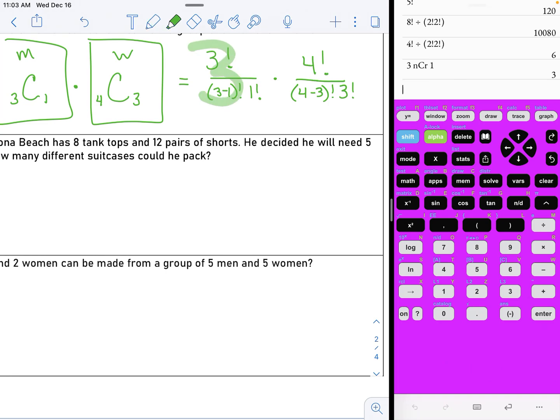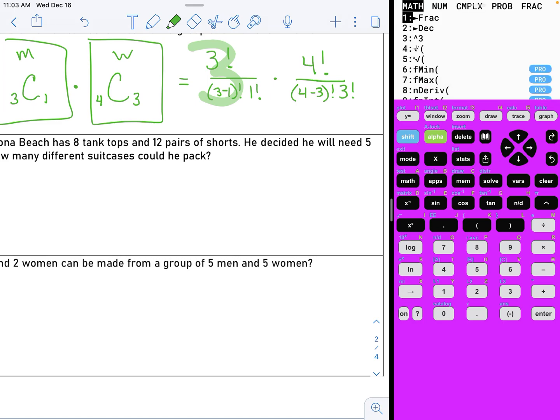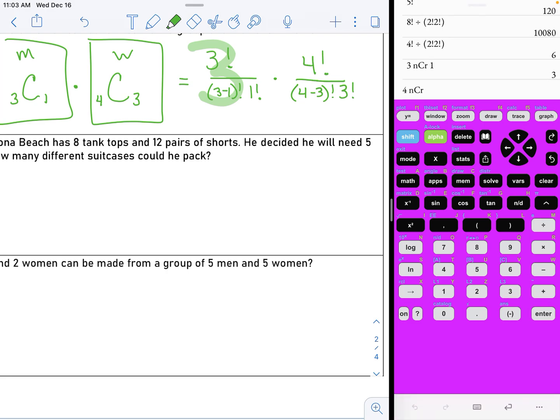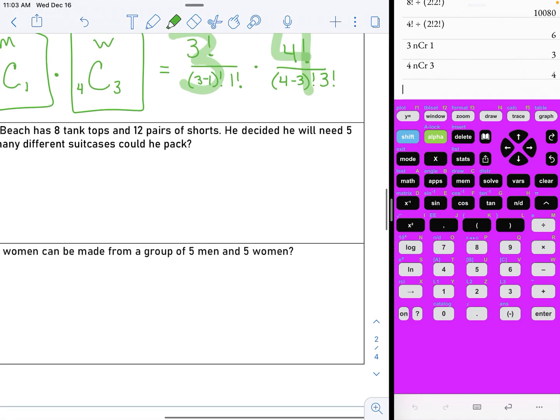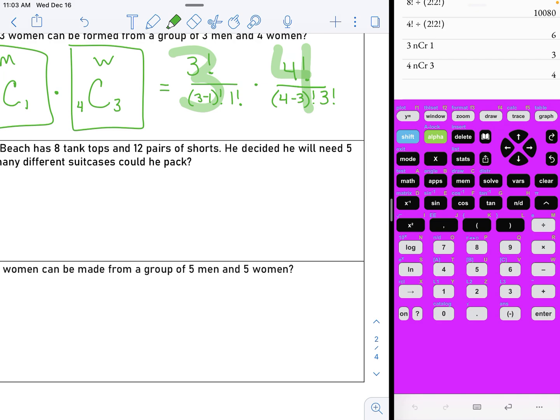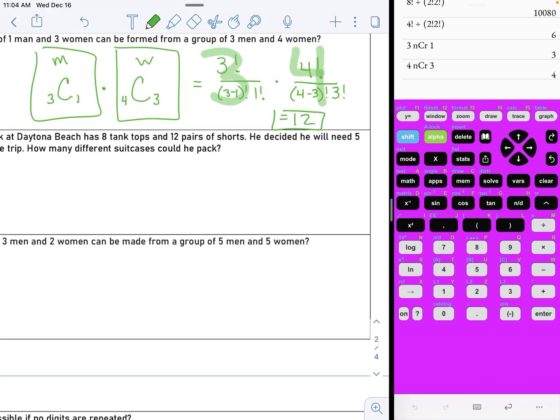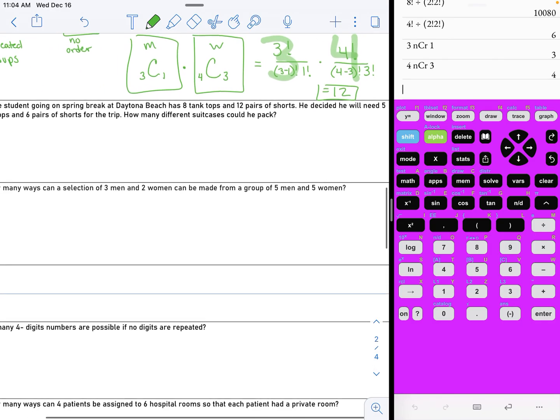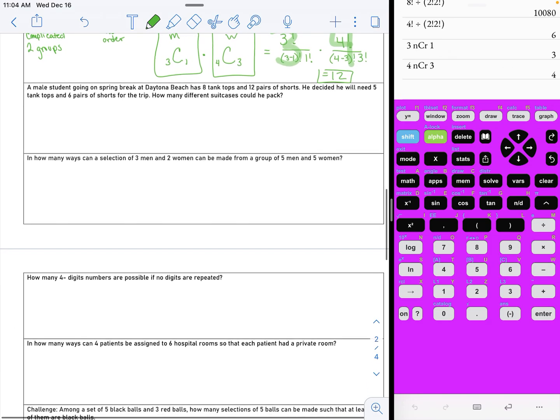Now let's do the women. 4 math over combination, number 3. 3 women we're picking from a group of 4. Hit enter. I have 4 here. So altogether, I have 3 different types of groups I can pick for the men, 4 different types of groups I can pick for the women. So I have a total of 12 overall committees together, the men times the women. All right, that was a challenge of a problem. It was a double combination problem.